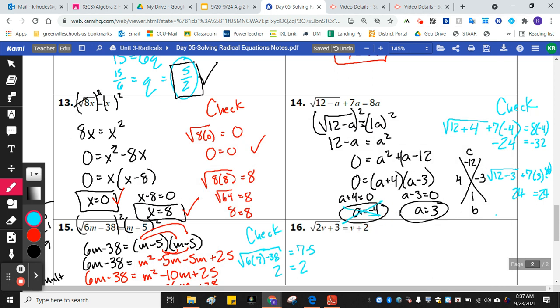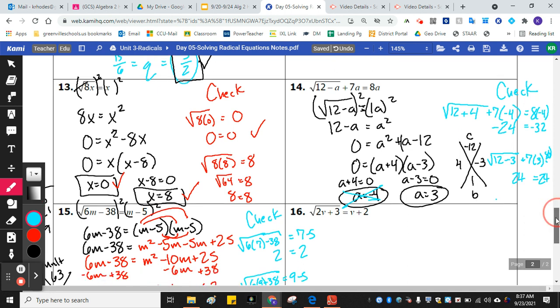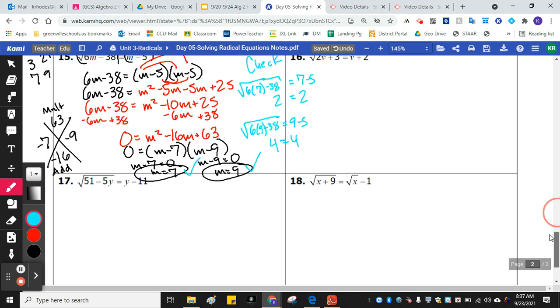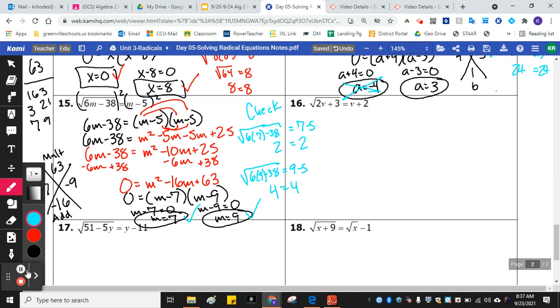But you still have an answer. 3 works. So just because 1 doesn't work doesn't mean there's not an answer. 3 works on this one. Make sure you check both answers on this bonus. All right, next one.